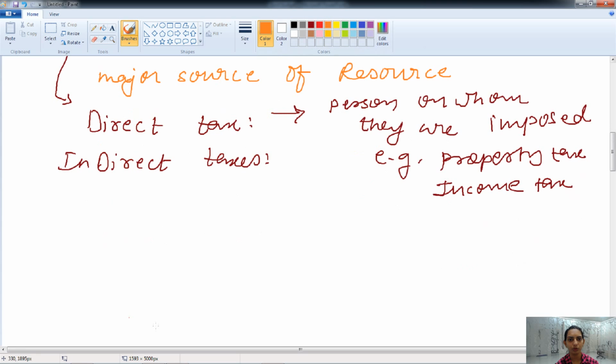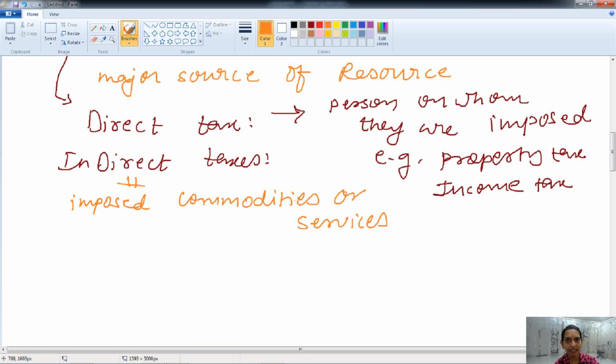Now let's talk about the indirect taxes. Indirect taxes are imposed on the commodities or the services. It is imposed on the commodities or the services, and it affects the income of the person through the consumption expenditure.